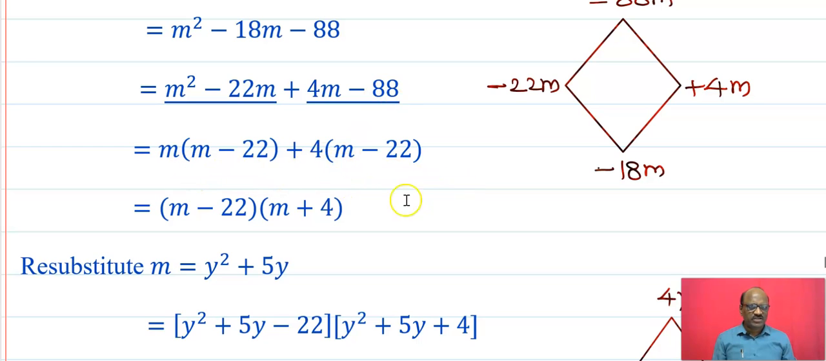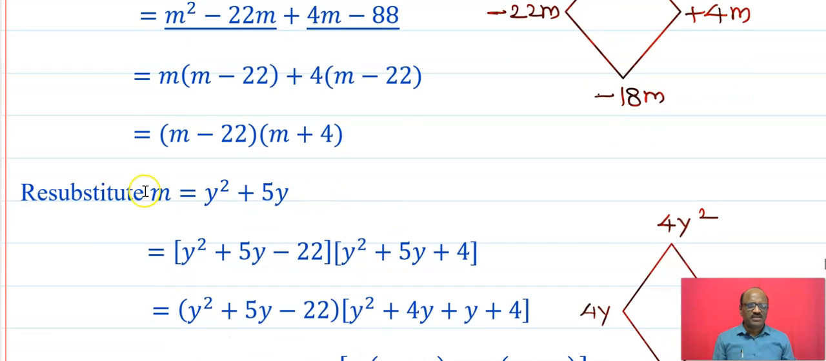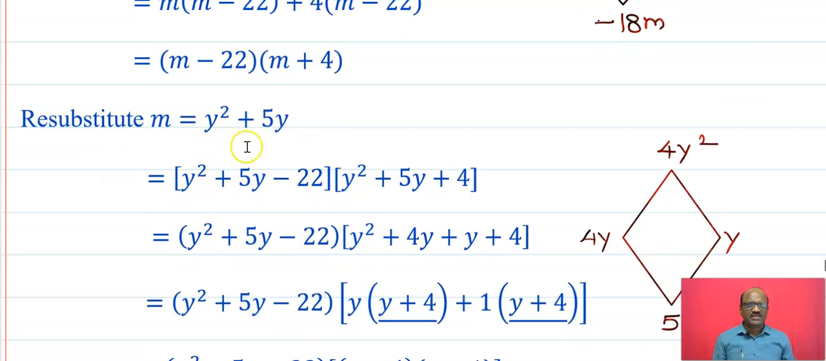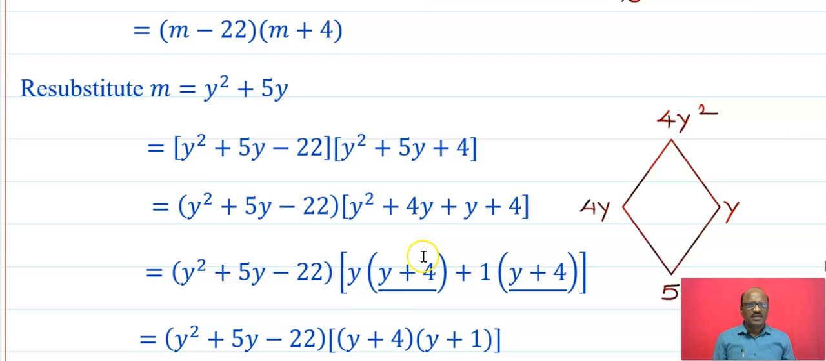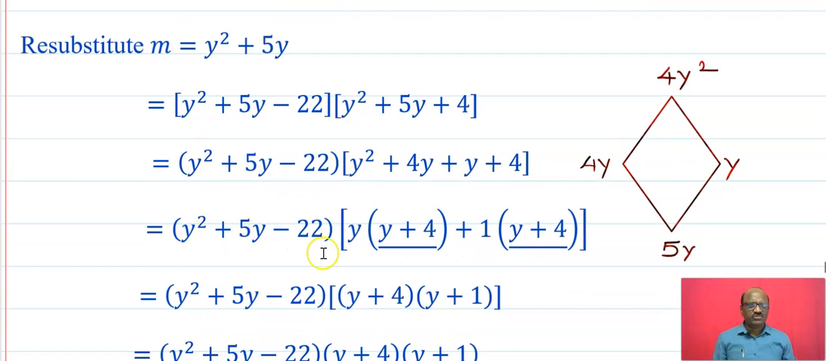Again, take m minus 22 as common from these two terms. And then what remains? Remaining is m plus 4. Resubstitute the value of m. That is y square plus 5y. y square plus 5y minus 22 and y square plus 5y plus 4. Then the factors of y square plus 5y minus 22 do not exist. So we will take y square plus 5y plus 4.